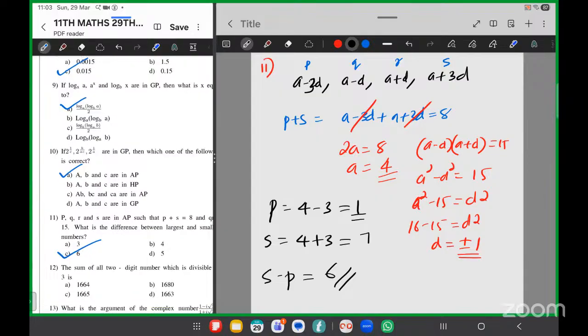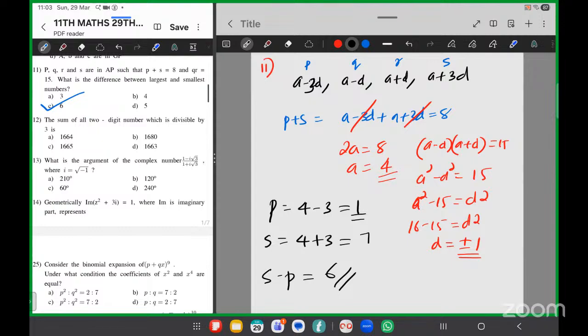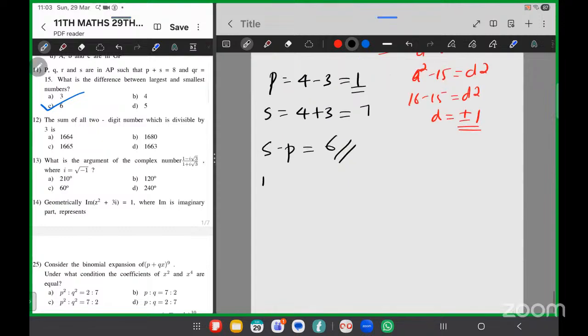Okay. C answer. Question number 12. The sum of all two-digit numbers which are divisible by 3 means we have to start from 12. 12 to 99. These are the two-digit numbers which are divisible by 3, starting from 12 up to 99.